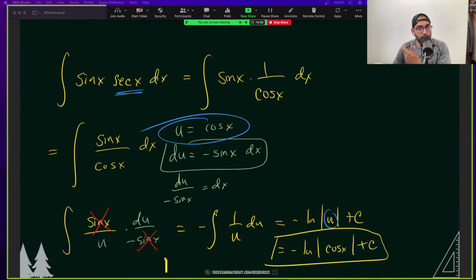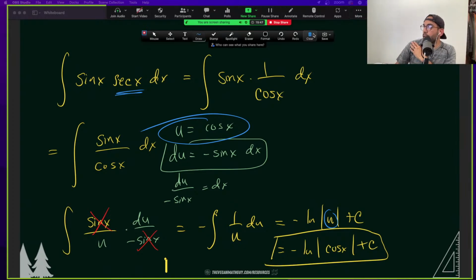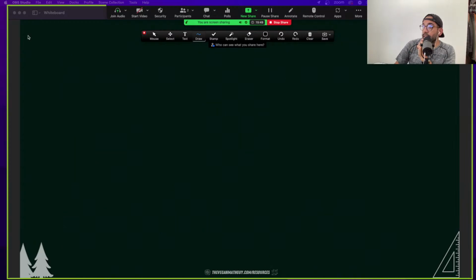It was a pretty simple one in my opinion. Nothing that difficult. It was just a matter of rewriting, but again, some people could be rusty, including myself. So let's go ahead and erase this, and now we can do a different integral. And if you guys have any suggestions, write it out on the chat.